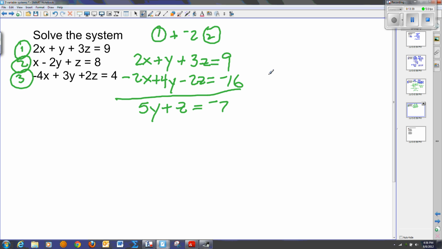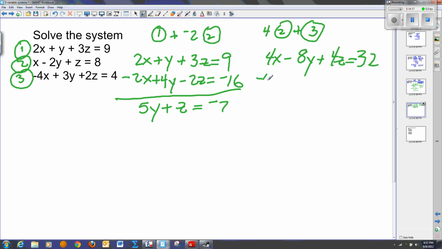Now again, I'm going to have to use 2 equations and figure out how to turn one variable into the opposite of the other. I've got multiple options on this, and I think I'm going to go with 4 times the second equation, add that to the third equation. 4 times the second equation gives me 4x minus 8y plus 4z equals 32.